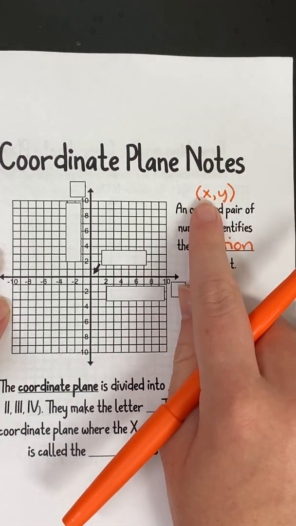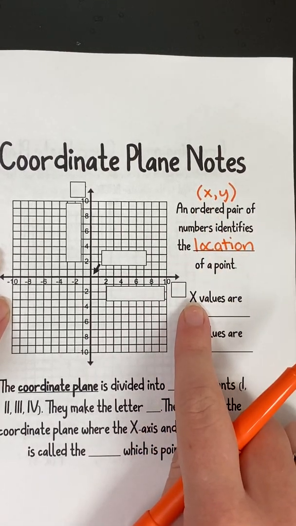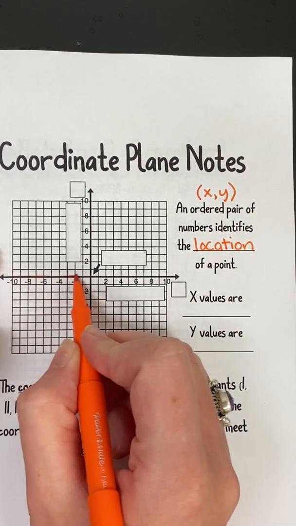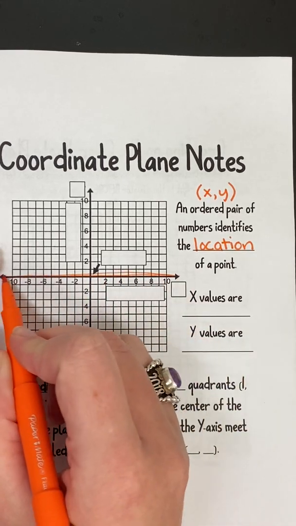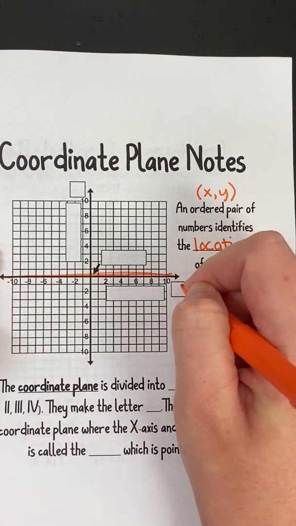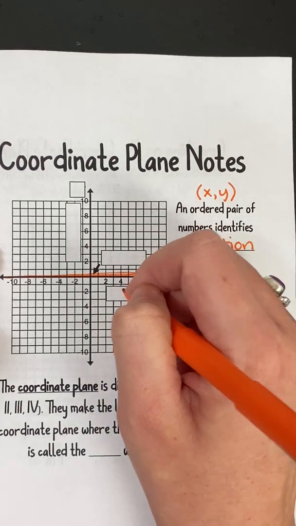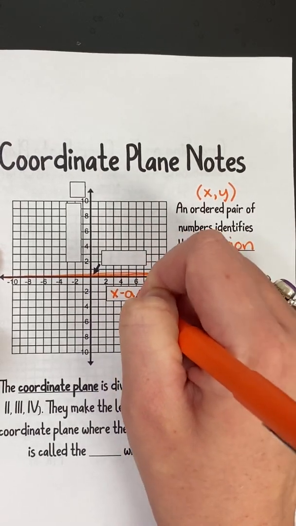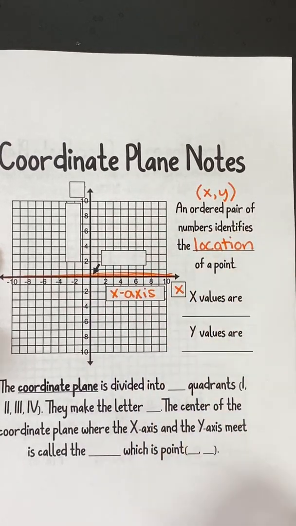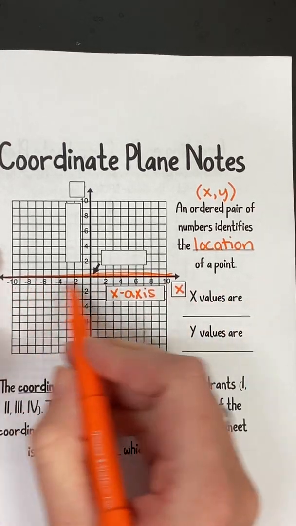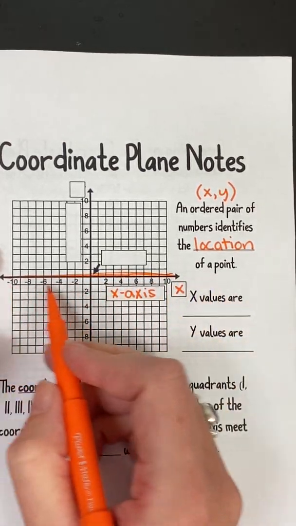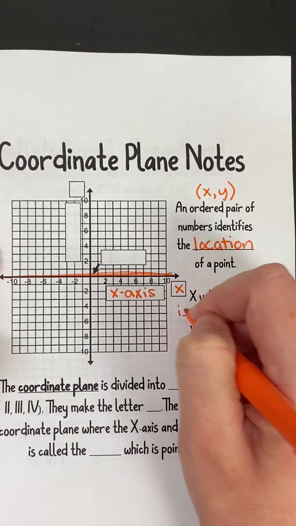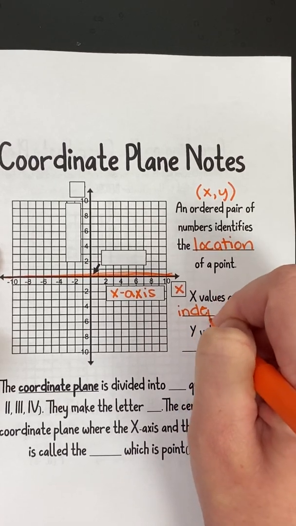So again, let's start talking about our x values. Our x is this horizontal line right here. This is our x values, and this is also called the x-axis. Okay, and if we are talking about those x values or our x-axis, all of these numbers are what we are going to call independent.